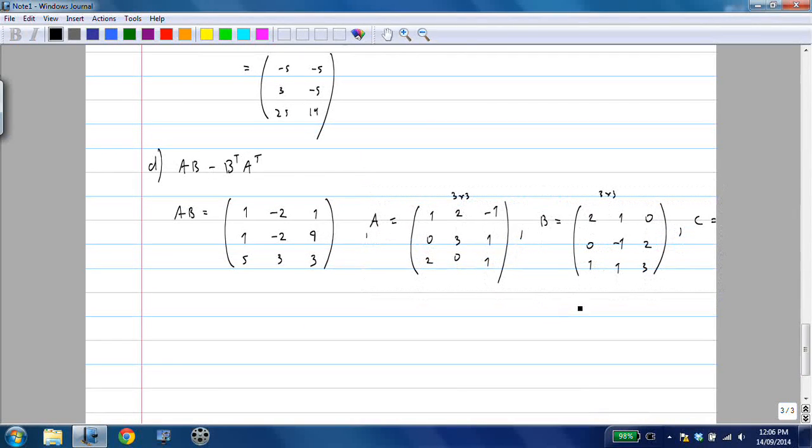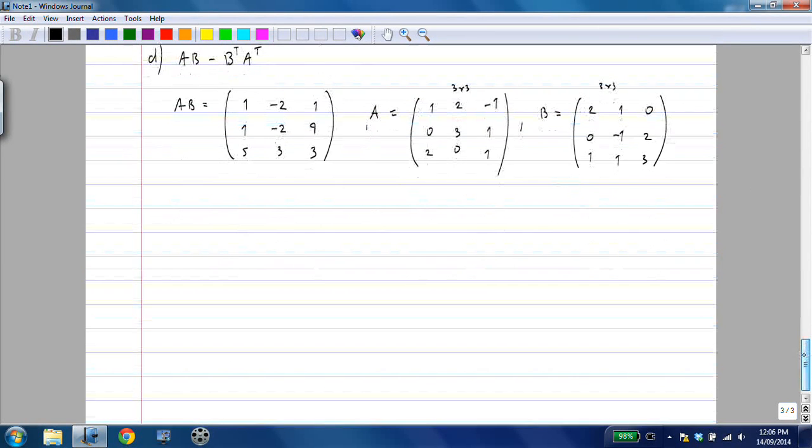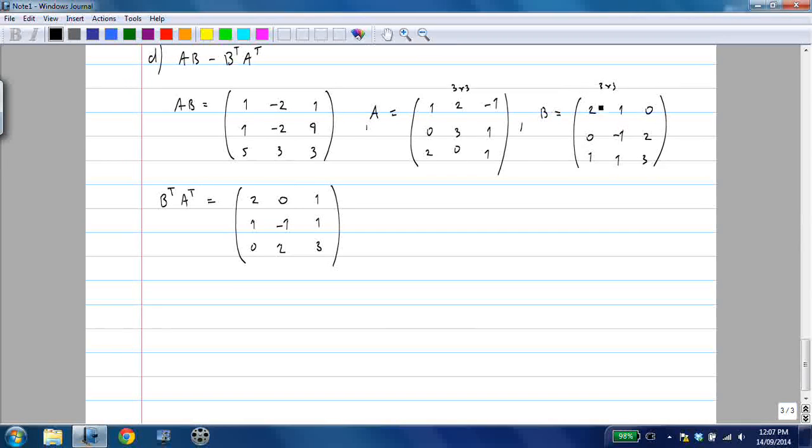So there's the 2 matrices there. If we look at B transpose, A transpose, we want to write down B first, so we'll have 2, 1, 0, 0, -2, 2, and 1, 1, 3. That's all we have for B transpose, because all we're doing is taking the rows and turning them into columns. So this row becomes this column, this row becomes this column, and this row becomes this column.